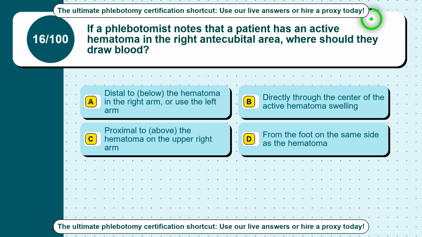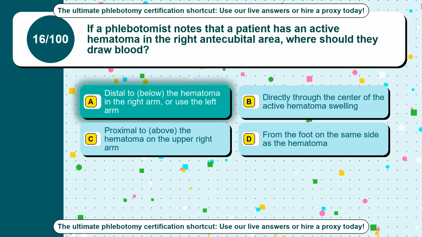Question 16. If a phlebotomist notes that a patient has an active hematoma in the right antecubital area, where should they draw blood? Option A, distal to, below, the hematoma in the right arm, or use the left arm. Option B, directly through the center of the active hematoma swelling. Option C, proximal to, above, the hematoma on the upper right arm. Option D, from the foot on the same side as the hematoma.